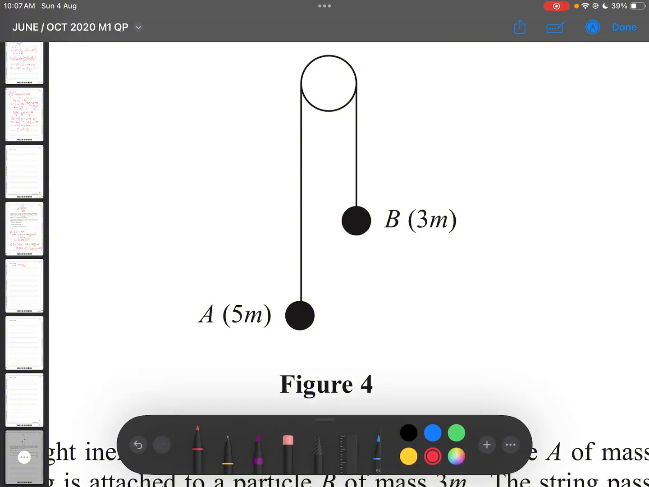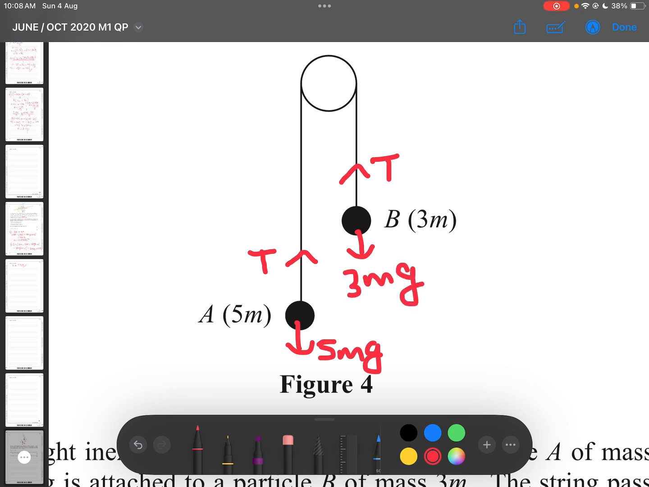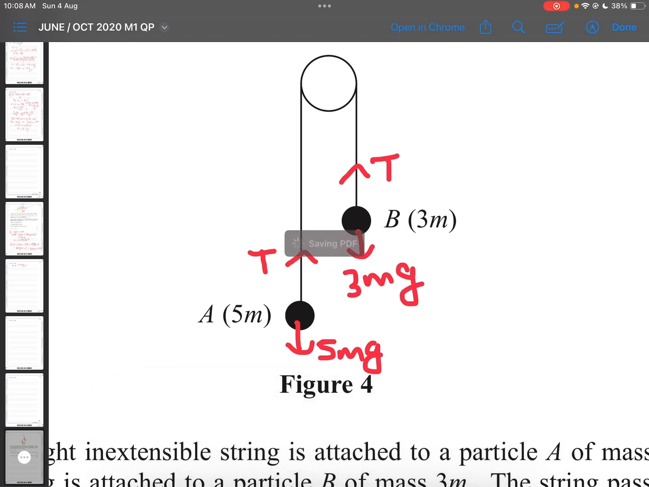So first let's mark out the forces again. There's going to be tension acting obviously upwards and here as well. The tension of A and the tension of B are going to be this time equal to each other because they're connected to the same rope, okay? And there's going to be weight acting, 5mg and here 3mg.